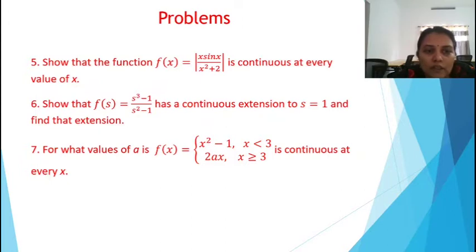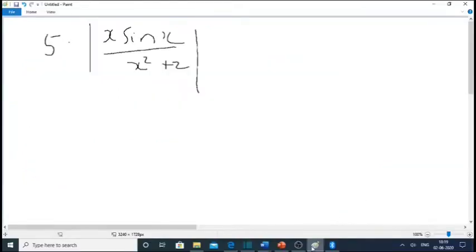Next, show that f of s equal to s cube minus 1 by s square minus 1 has a continuous extension to s equal to 1 and find that extension. Next problem is, for what value of a is f of x equal to x square minus 1 if x less than 3, equal to 2ax, x greater than or equal to 3, continuous at every x. Fifth problem, show that the function f of x equal to mod x sin x by x square plus 2 is continuous at every value of x.